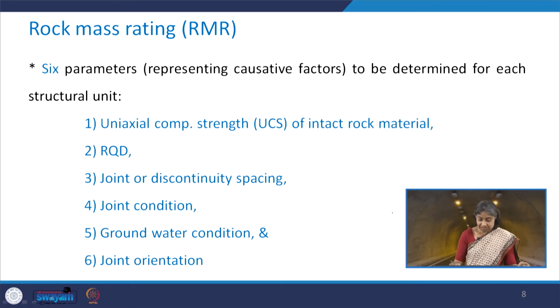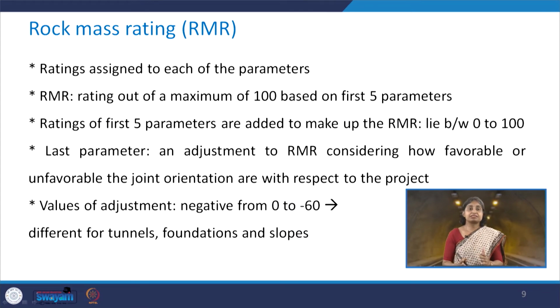So, these parameters include the UCS of intact rock material, RQD. This we saw in the previous class, that how we can determine the RQD. Then joint or discontinuity spacing, condition of joint, then groundwater condition, and finally the joint orientation. So, what is done in this case is the ratings are assigned to each of these 6 parameters.